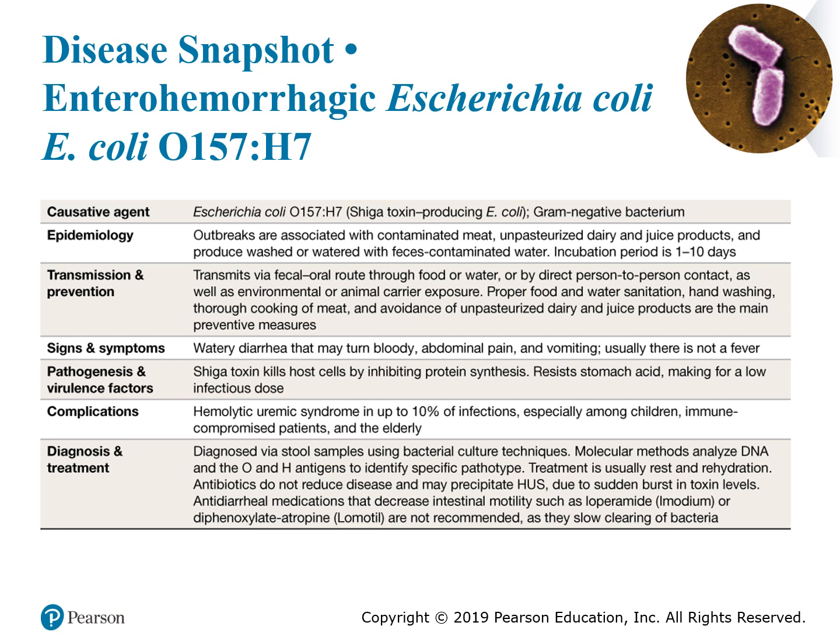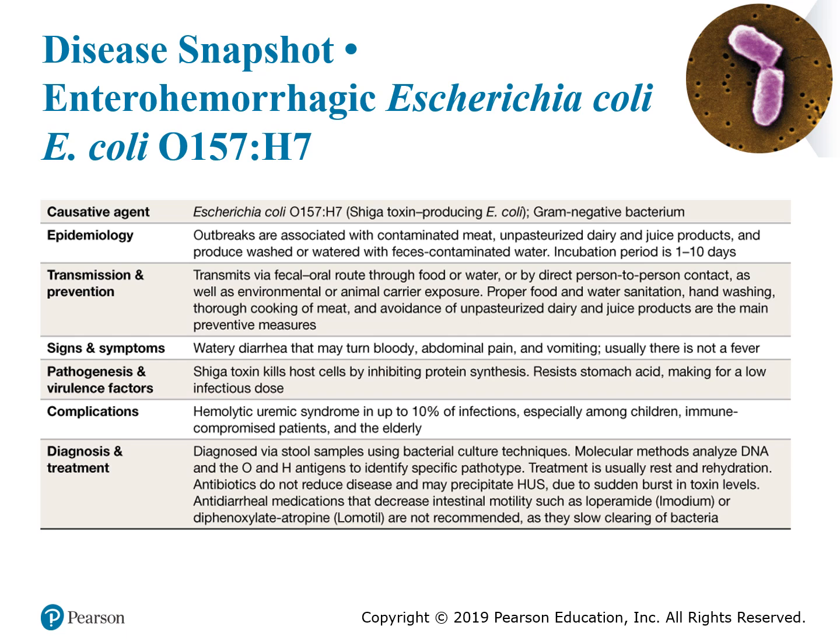So with enterohemorrhagic E. coli, or EHEC, E. coli O157:H7, so you'll hear it termed a couple of different ways, but this is the one that produces the Shiga toxin. And so you can have outbreaks with contaminated meat, unpasteurized dairy or juice products, produce that's not been washed, or produce that has been watered with water that is contaminated by this particular organism.